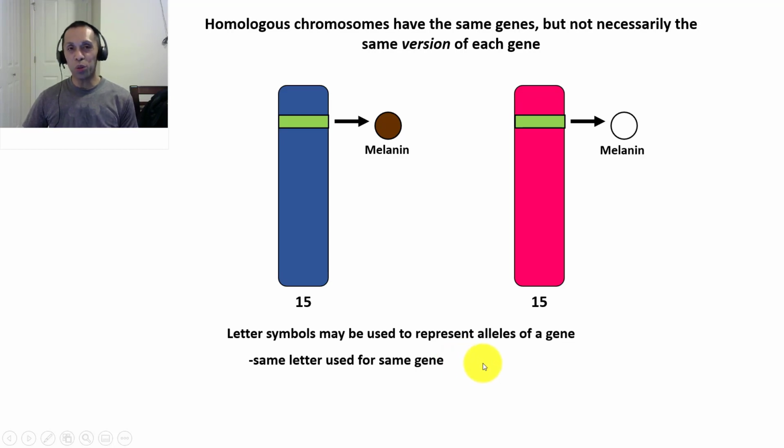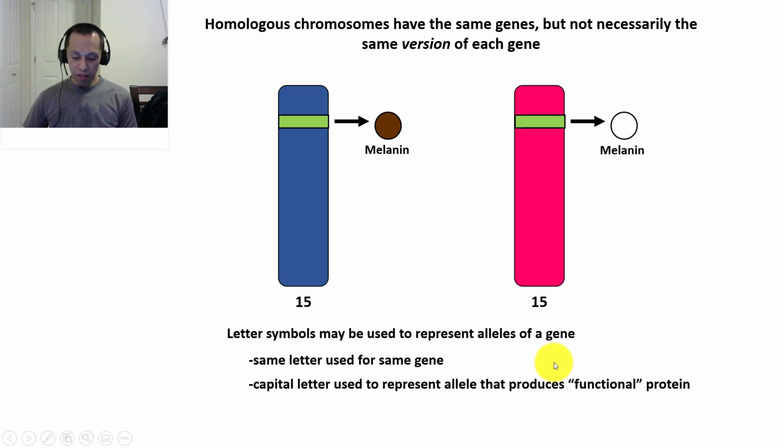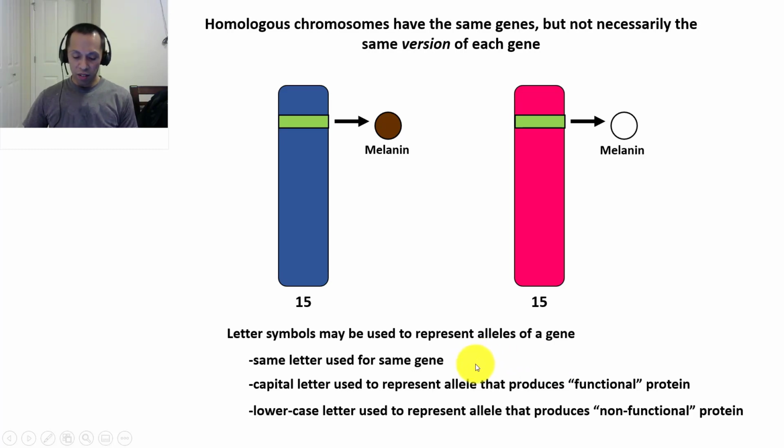So I'll show you the rules here and then I'll explain what those mean. Capital letters are used to represent the allele that produces the functional version of the protein, and lowercase letters are used to represent the allele that produces the non-functional version of the protein. So in this case, you see that we're taking a look at just one gene. So this is the gene that, again, encodes for the melanin protein.